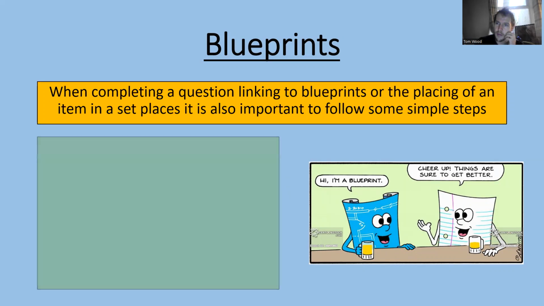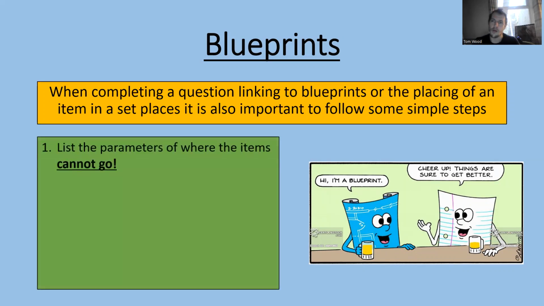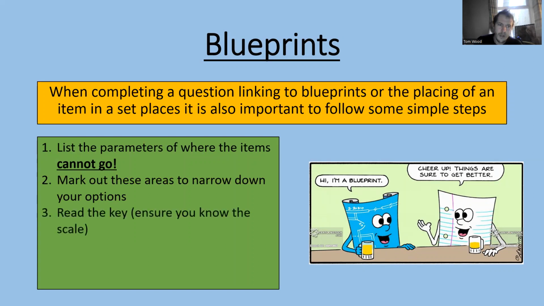There are some simple steps to follow when we're looking at a blueprint style question. What you want to do is, first of all, list the parameters of where an item cannot go. If you mark these out, it narrows down your options. It makes everything easier. Make sure you read the key or the scale and make sure that you're following it. And then finally, make sure you do a rough plot in pencil, double check it, make sure you're happy with it, then do it in pen to make sure it's there permanently.